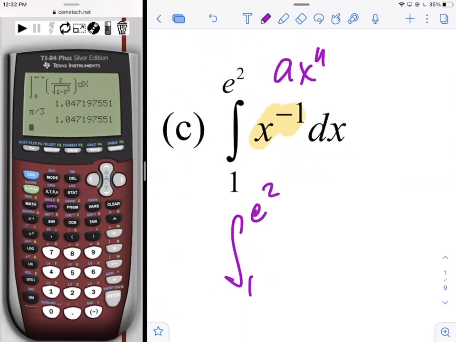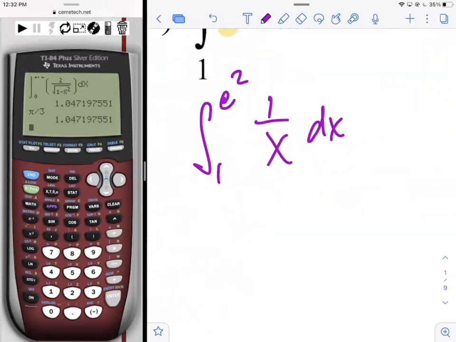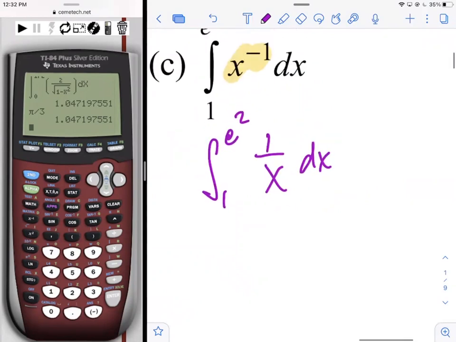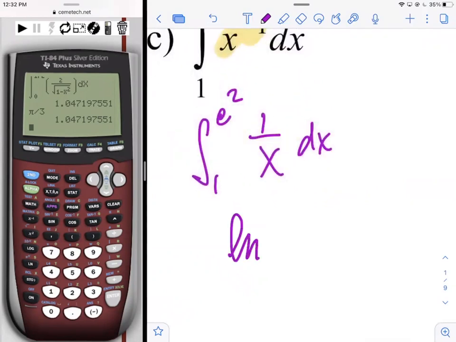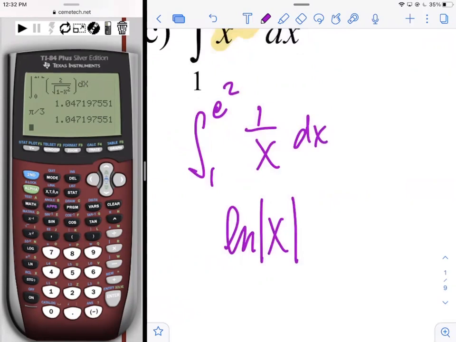And who comes to the rescue in this case? You yourself do, right? Because you know that the antiderivative of 1 over x, which is another version of it, is the natural log of what? Absolutely, the absolute value of x, right? And we don't need the plus c, and we evaluate it from 1 to e squared.